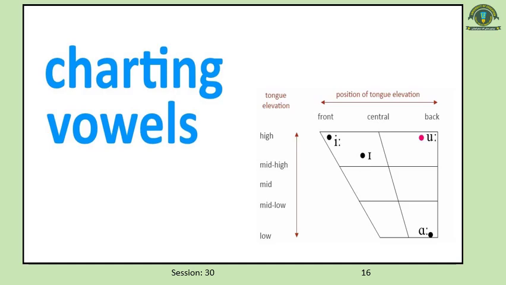So you can see the tongue elevation on the left side: high, mid-low and low. When we say ah, the tongue is low. But when we produce the sound e, it is high. Alright? So that is called the charting of vowel sounds. The entire position of our tongue elevation is in front of us.